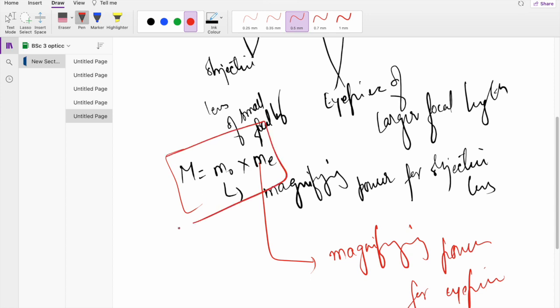So the conclusion is that the magnification for a compound microscope is the product of M0 and ME. M0 is the magnification for the objective lens, and ME is the magnification for the eyepiece, which is treated as a simple microscope.